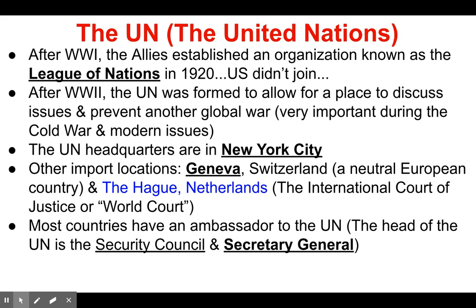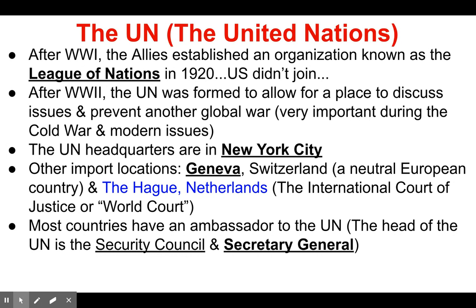Most countries have an ambassador to the UN. The head of the UN is the Security Council, and then they pick a secretary general who kind of runs the whole organization and kind of acts like a speaker as far as moving things. Not a president, doesn't have all power, but does have the control to move forward agenda items and get things moving on the floor when the entire council meets together.